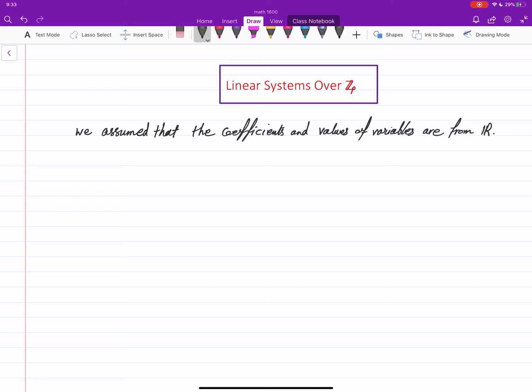What we can do is replace real numbers by integers modulo prime numbers, so Z_p where p is prime. Something like Z2, Z3 and Z5 and so on. If we assume such a thing, then we say that the equation or the system of linear equations is over Zp.